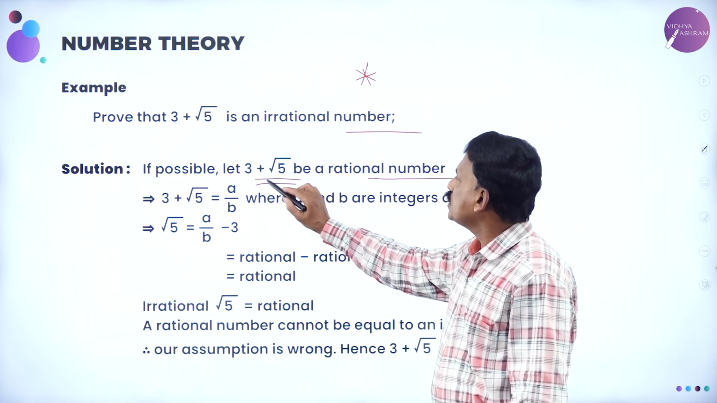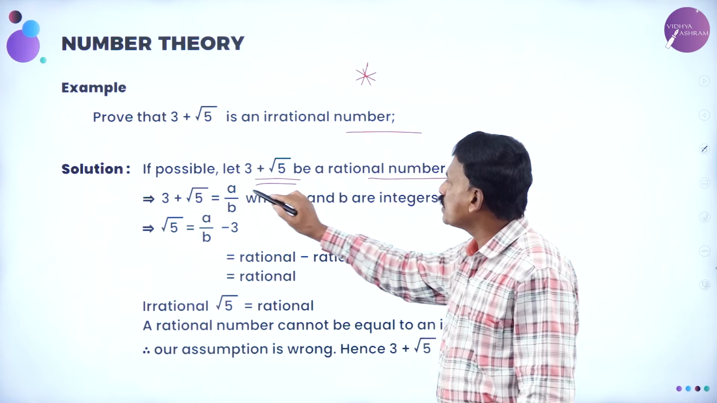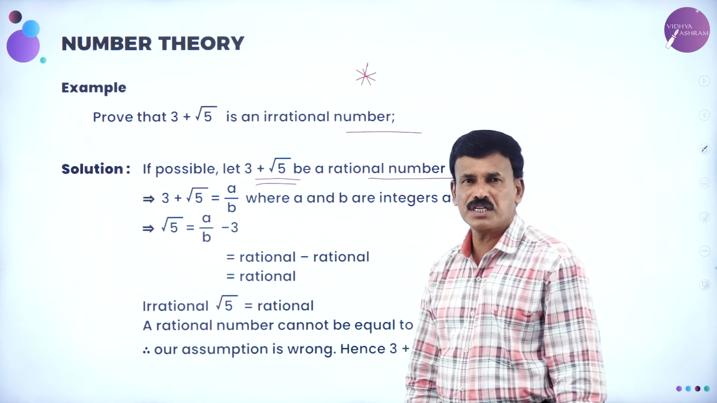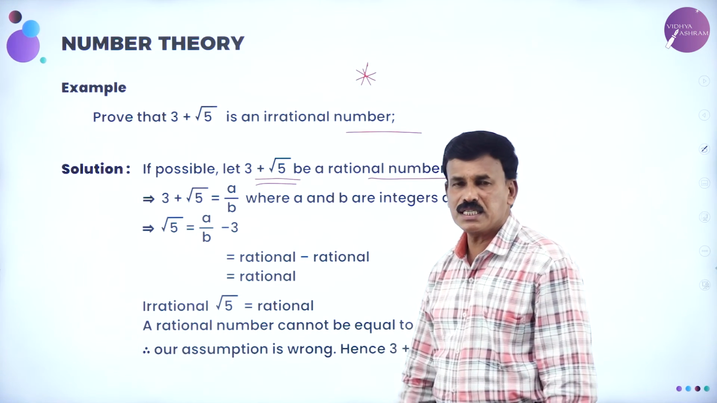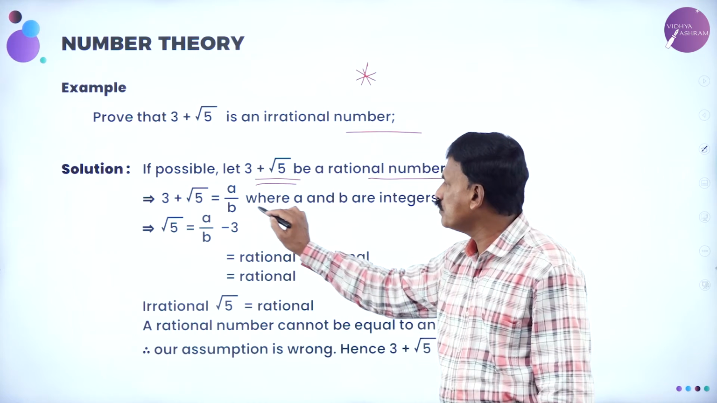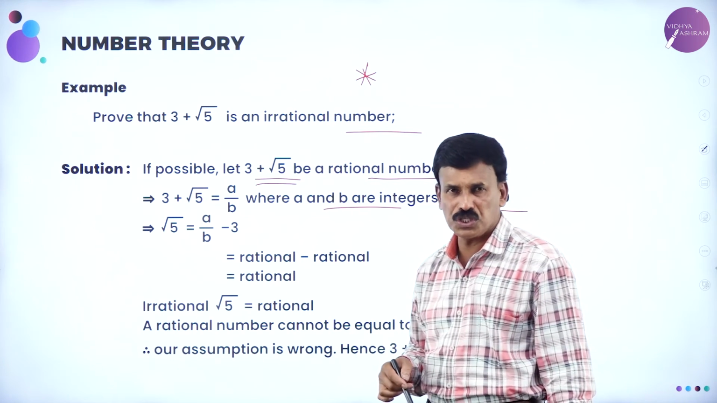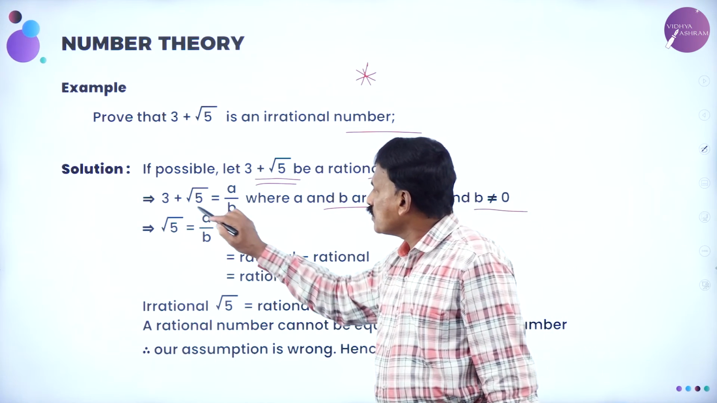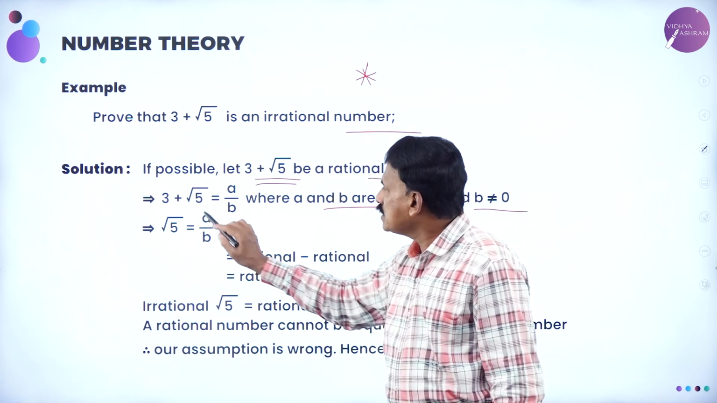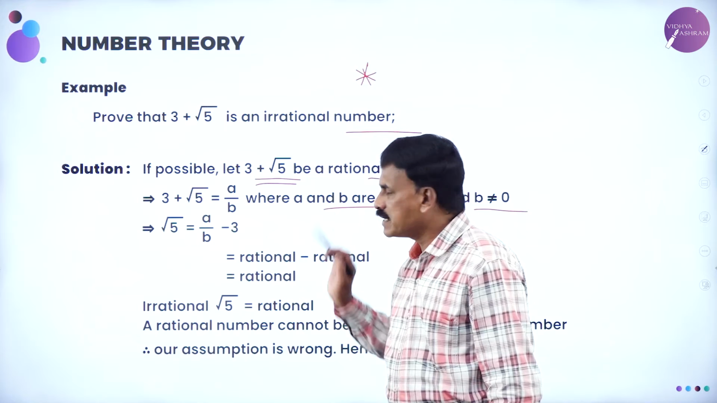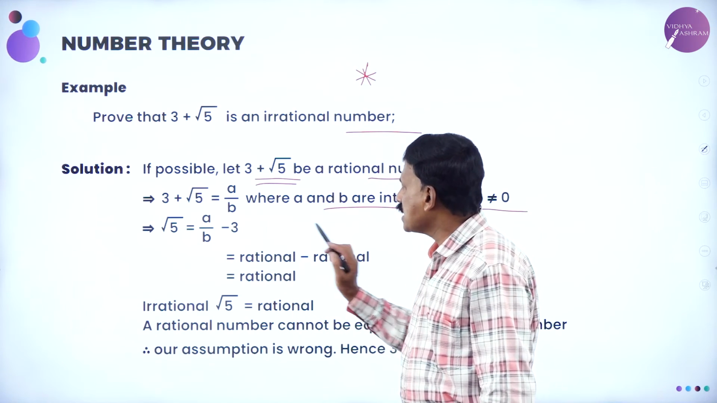So, let 3 plus root 5 be equal to a rational number, say P by Q or A by B, a rational number of the form A by B, where A and B are any integers and B is not equal to 0. Now, transfer this 3 to the right hand side, then root 5 is equal to A by B minus 3. A by B is a rational number.